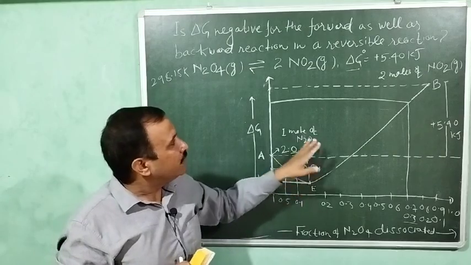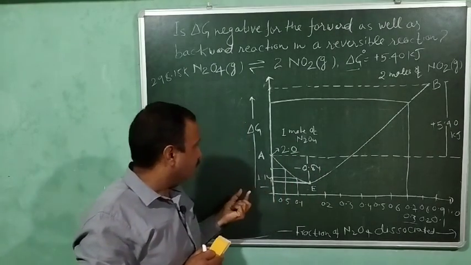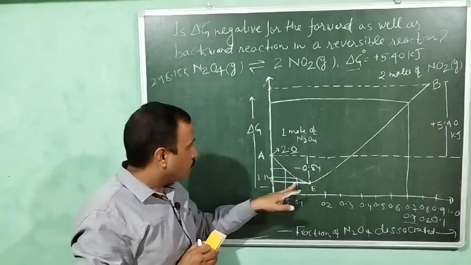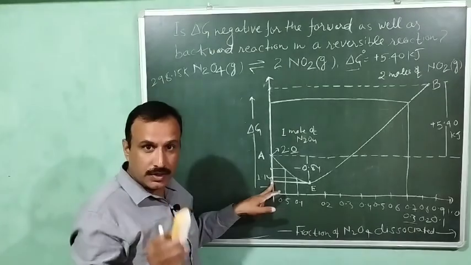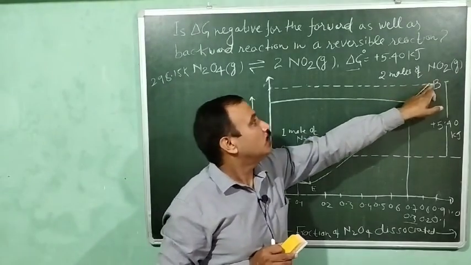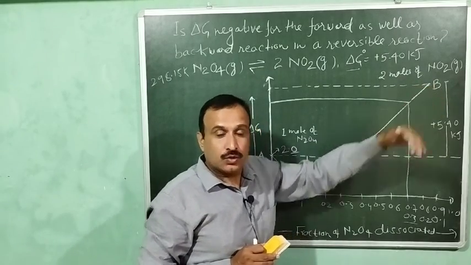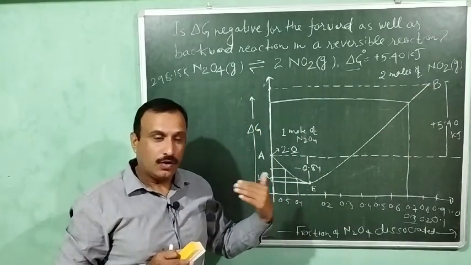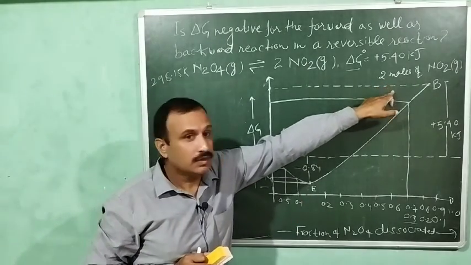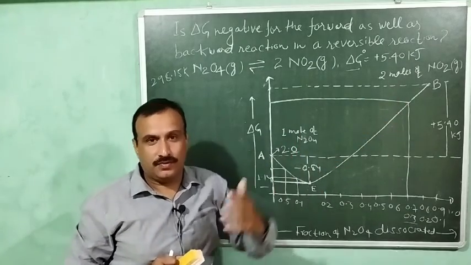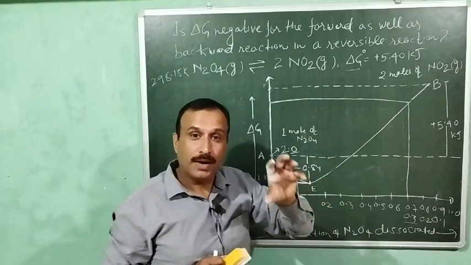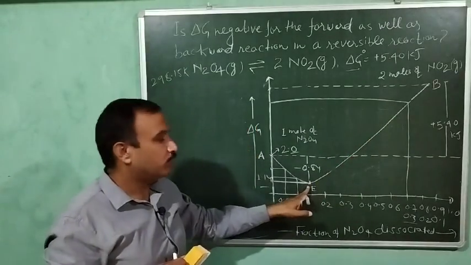Okay, so you are clearly seeing here that here also the free energy of the equilibrium mixture, or the equilibrium point, is less than the free energy of the products. So here the free energy of the equilibrium mixture minus the free energy of your products will be negative. So this reaction is again spontaneous in the backward direction up to the equilibrium point.